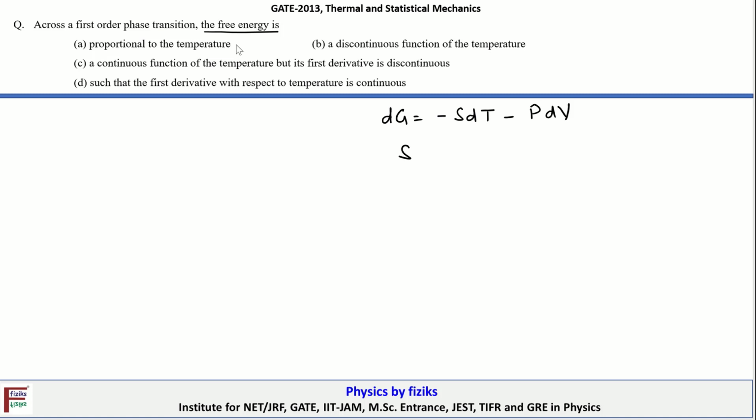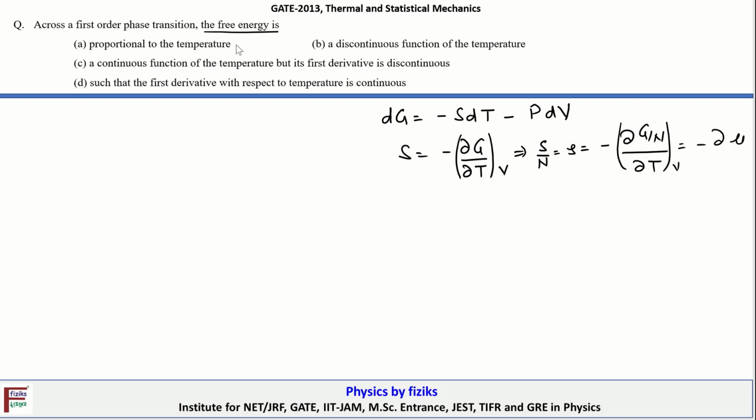Okay, so from here the entropy is equal to minus dG upon dT, that's the first order derivative of the Gibbs free energy with respect to temperature keeping volume constant. And from here, this implies that the entropy per particle, S, is equal to minus d(G/N) upon dT keeping volume constant, and that is equal to minus ∂μ/∂T keeping volume constant. Okay, so we note that the entropy or the entropy per particle, both of these are positive quantities.